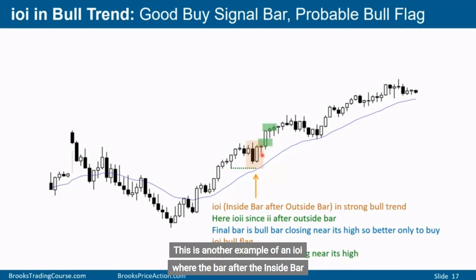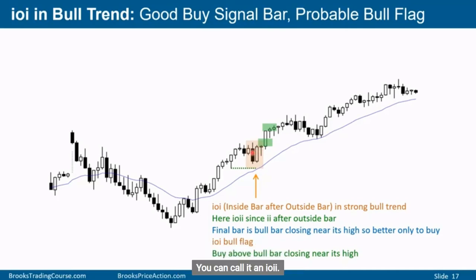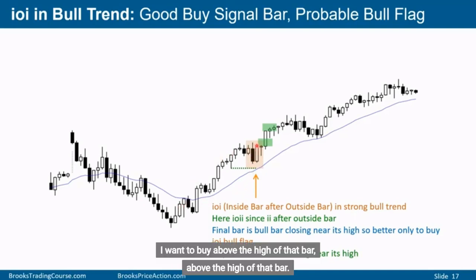This is another example of an IOI where the bar after the inside bar is also an inside bar. So it's both an IOI and an II. This bar is inside of that. This is inside of the bear bar. You can call it an IOII. It doesn't matter. It's still a breakout mode pattern. And it's a pretty good bull bar here and a pretty strong bull trend. So I'm looking to buy. I want to buy above the high of that bar.